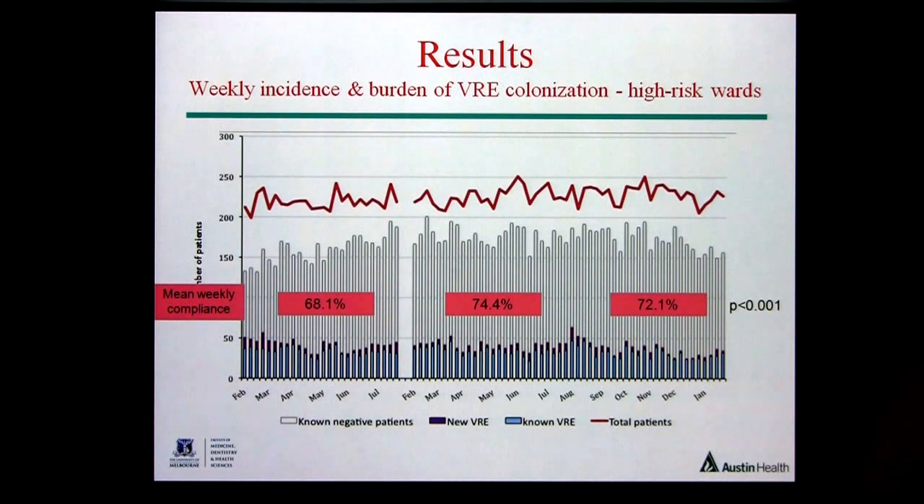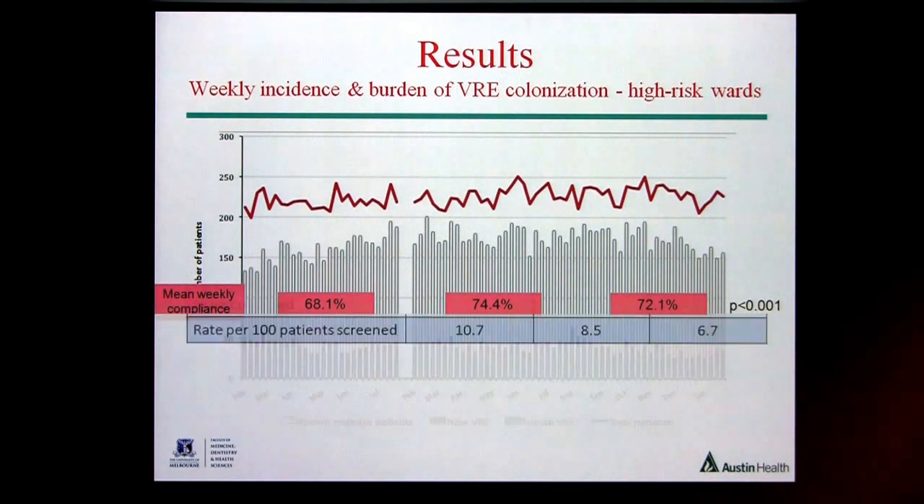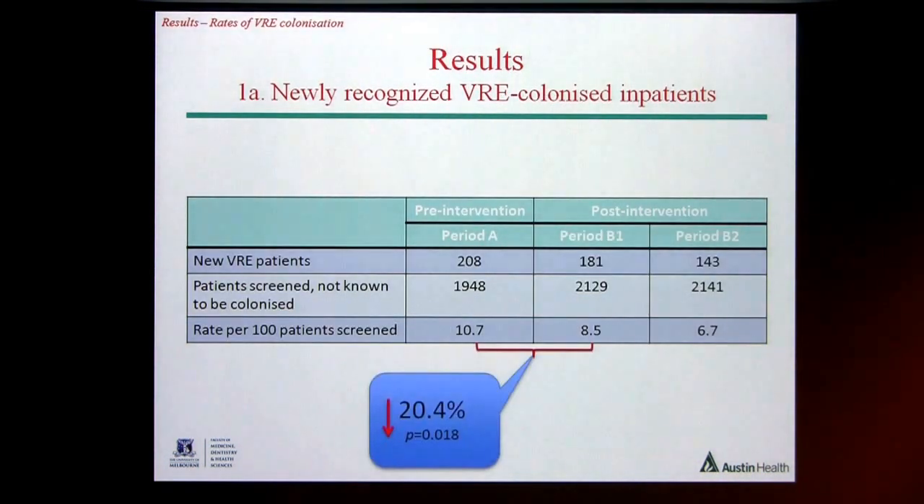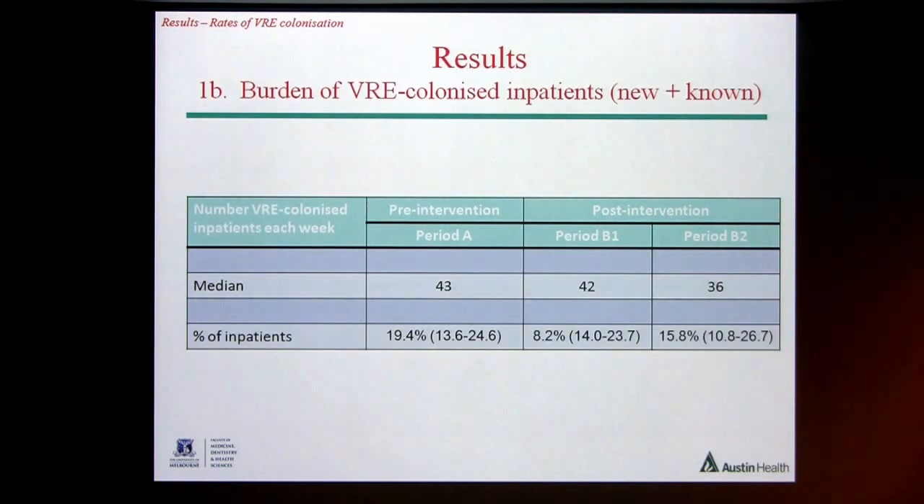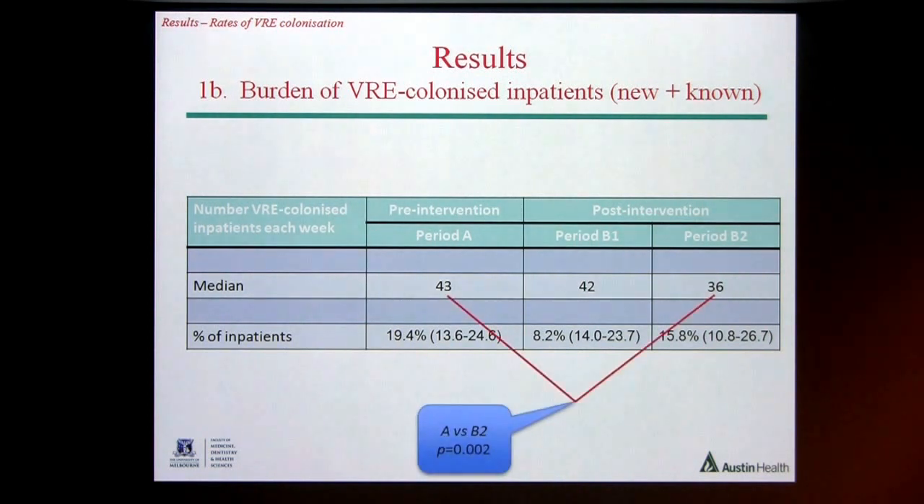So we should be seeing more colonised patients because we're looking harder, right? Well, in fact, the opposite was true. So here is our pre-intervention colonisation rate, 10 per 100. Every 100 patients we screened, 10.7 of them were positive. During the first 6 months after the intervention, it dropped to 8.5, statistically significant, and then down to 6.7. So overall, this was a one-third reduction in the rate of colonisation in the hospital with VRE. If we look at the total burden, for the first time it actually went down during that period.